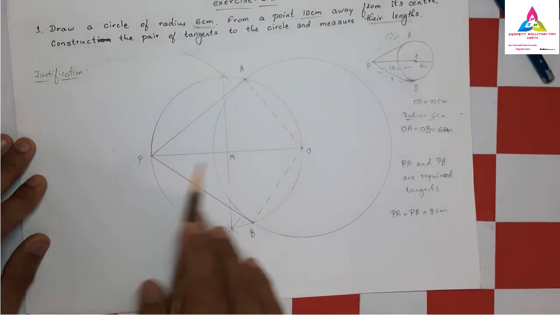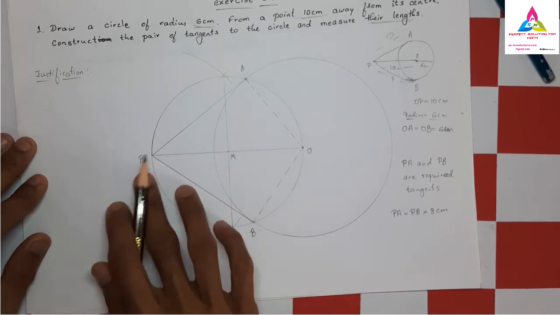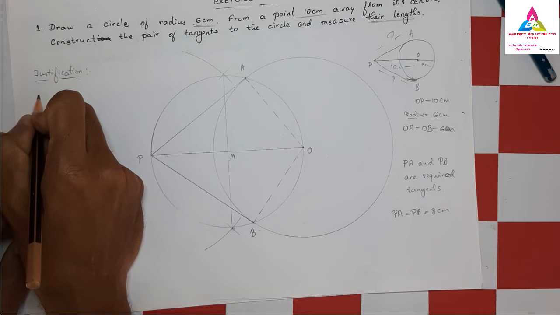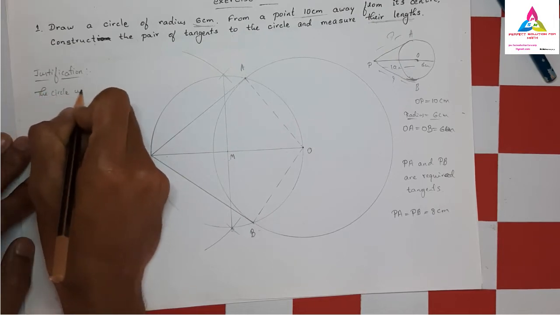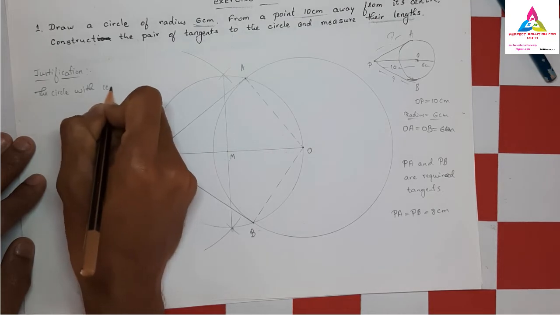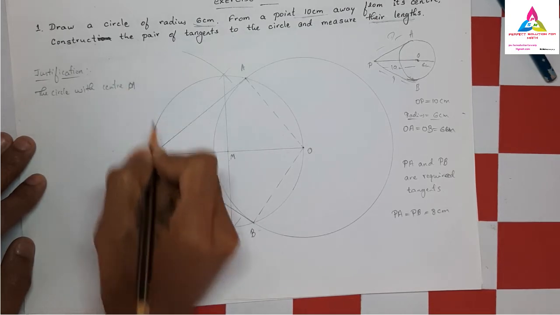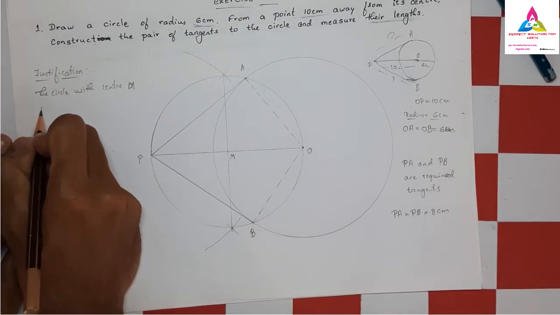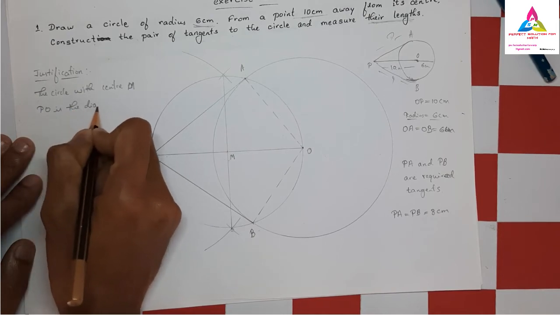So it is like a chord passing through the center. So PO is a diameter. So you can write it down here: the circle with center M, not O, it is center M, PO is the diameter.